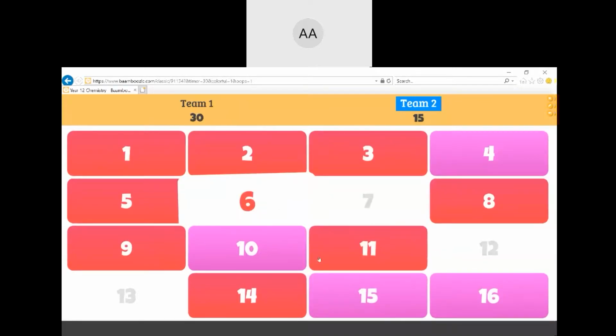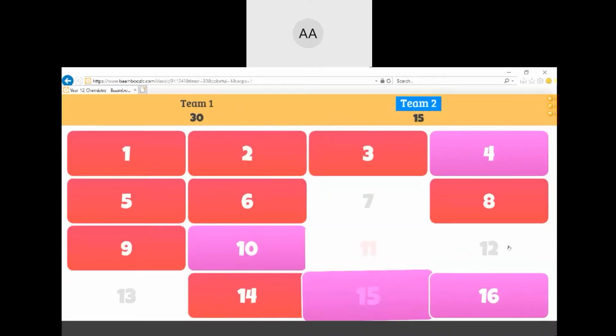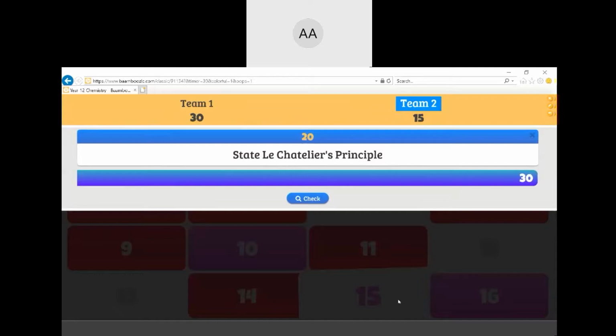Okay, team two, what number are you going for? 15. Excellent. This is something we often get students to do, and it's something that we've learnt about a lot as chemistry teachers. State Le Chatelier's principle. Can you tell me exactly what the principle is? Oh, you're going for it very early on, 19 seconds. Are you sure you don't want to check your answers? Okay, you sure? Let's go.